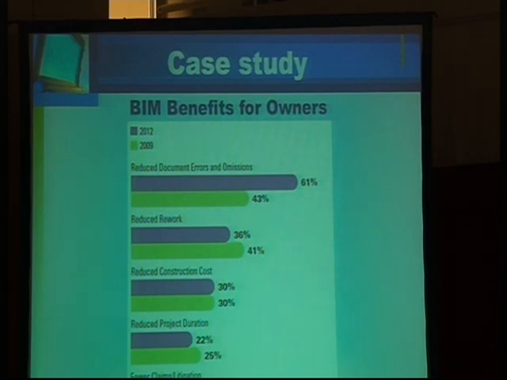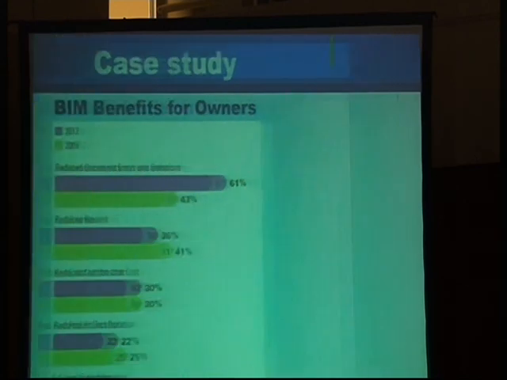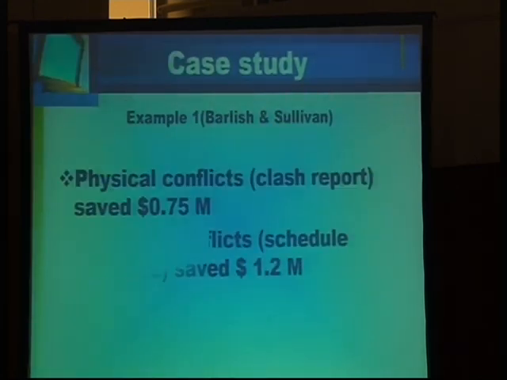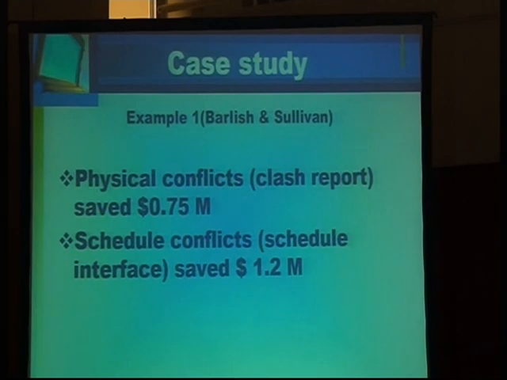And as you can see here, reduce errors and revisions 61% in 2012. 61% reduction. Okay, whereas 42%. And there's also improvement in other areas for owners. So this example, I'm going to just cover one example. I have other more, but I think my time is running out.